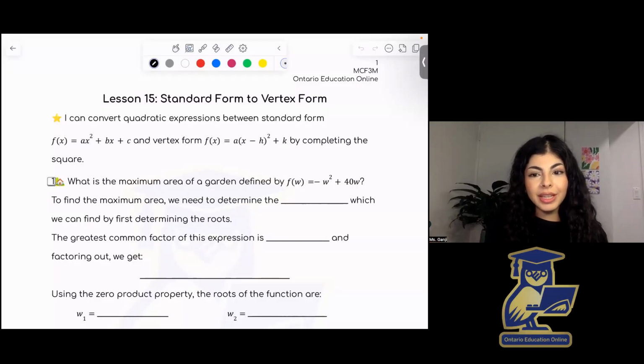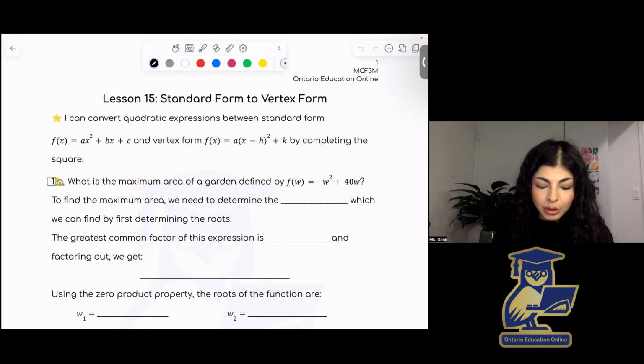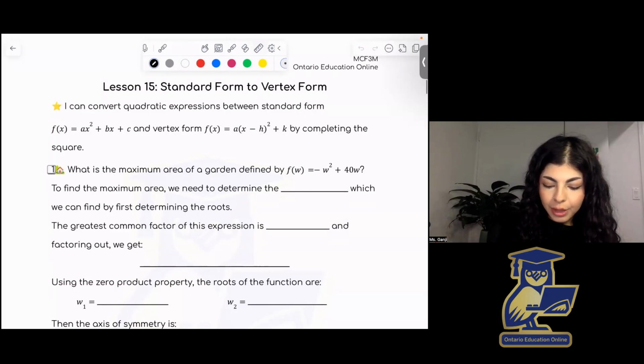Welcome to another lesson of grade 11 functions and applications, where today we're looking at another version of the quadratic function, or another way to represent quadratic functions. Specifically, we're looking at the vertex form. So our learning goal is here for us.